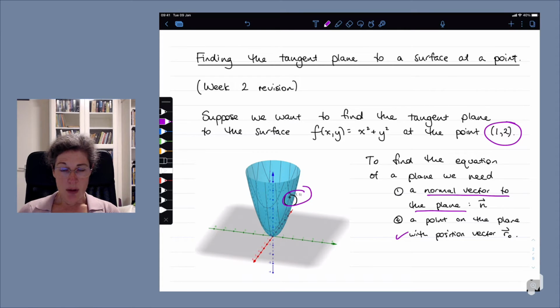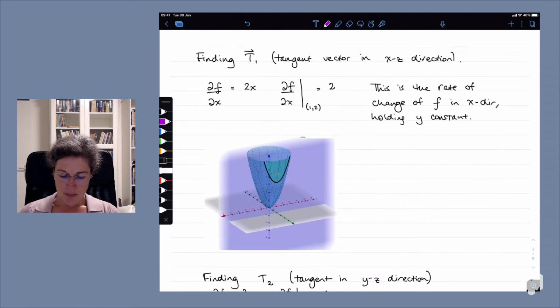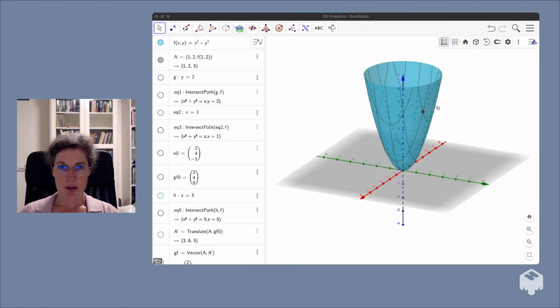So to think about how we're going to do that, we are going to first find two vectors that are tangent to our surface, because that's a little bit easier, we know how to do that. And then once we've got two vectors that are tangent to our surface, we can take their cross product, and that will be a normal. So just switching over to GeoGebra so that you can get a feel for what we're going to do.